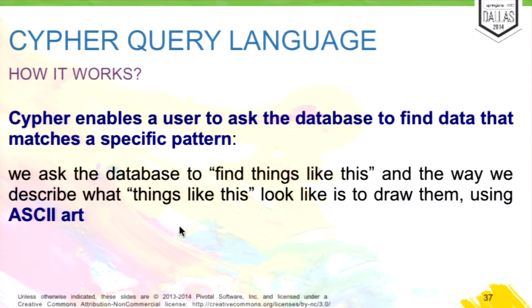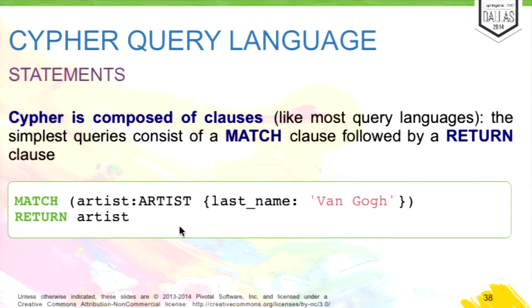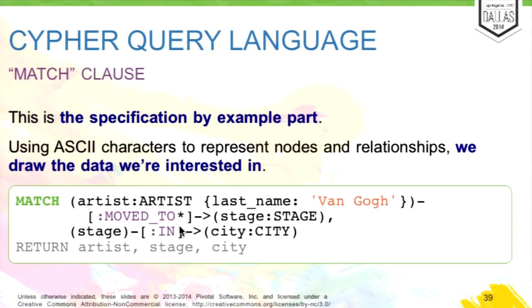Like most query languages, CYPHER is composed of clauses. The simplest query consists of a match clause, as we can see there, followed by a return clause. The match part is the specification by example part. We use parentheses to draw nodes, and pairs of dashes and greater than, less than signs to draw relationships.